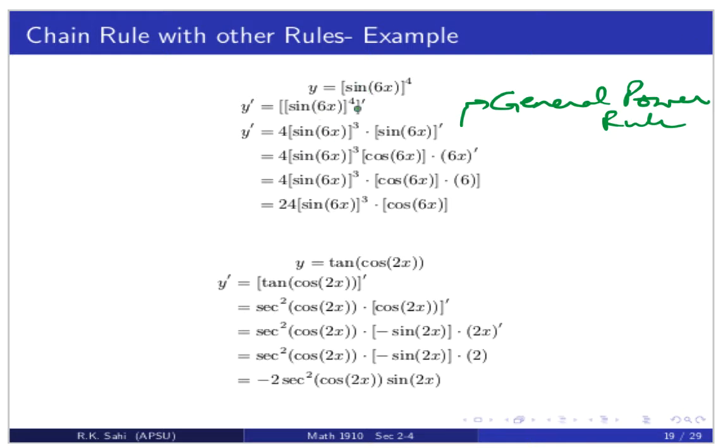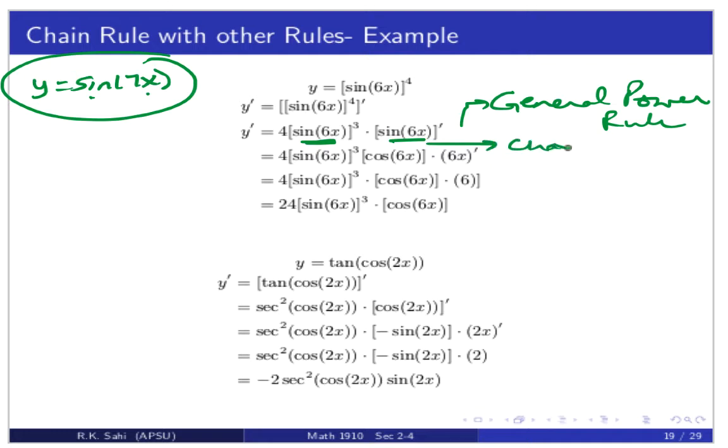Okay, that means you take the 4 outside, sine 6x to the power 3. And then you take the differential of the inside here, the sine 6x. Notice this is an expression very similar to what we had, remember, y equals sine 7x? So this was the outer function, this was the inner function. So here you're going to apply a chain rule on it. So in this part, you are applying the chain rule.